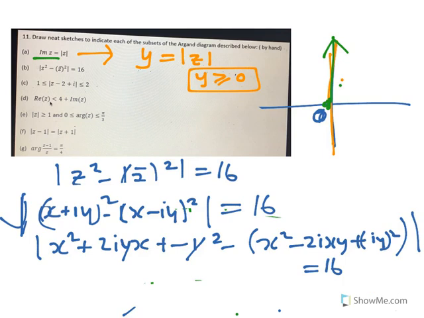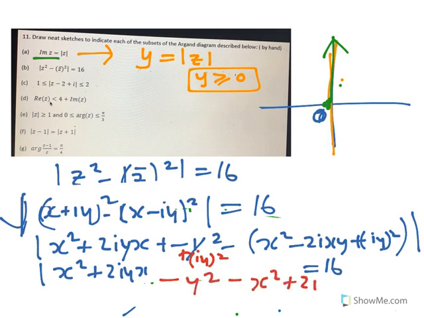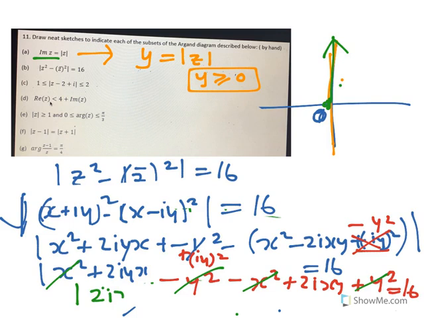Okay. Alright, so looking at this now, you get x squared plus 2iyx. Just to make sure you realise that was iy squared, that's why it becomes minus y squared. 2ixy minus y squared minus x squared plus 2ixy minus, now this is going to be minus y squared, so it's going to be plus y squared equals 16. So let's just look at what cancels here. They cancel, and you end up with the modulus of 2ixy equals 16.